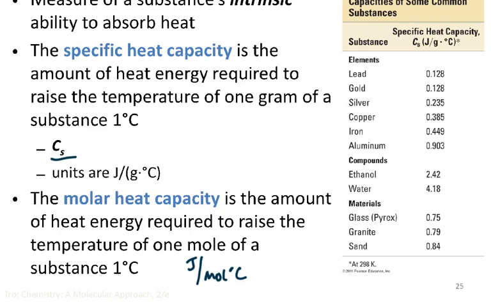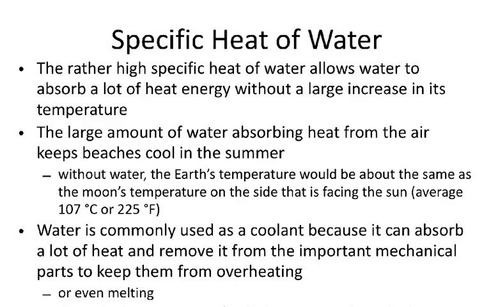And you can see here, water has a high heat capacity compared to everything else in this list. And that high heat capacity of water is essential for life on this planet because the large amount of water on the earth is what's absorbing heat and keeps the temperature on earth cooler. It's also, if you go out to the beach in the summer, the temperature is cooler at the beach than it is inland a bit.